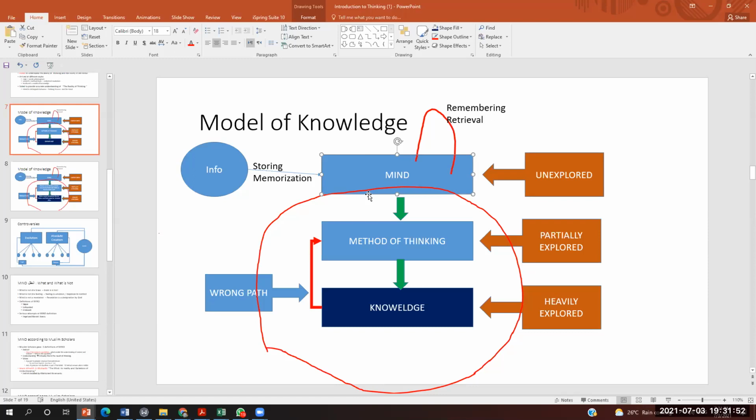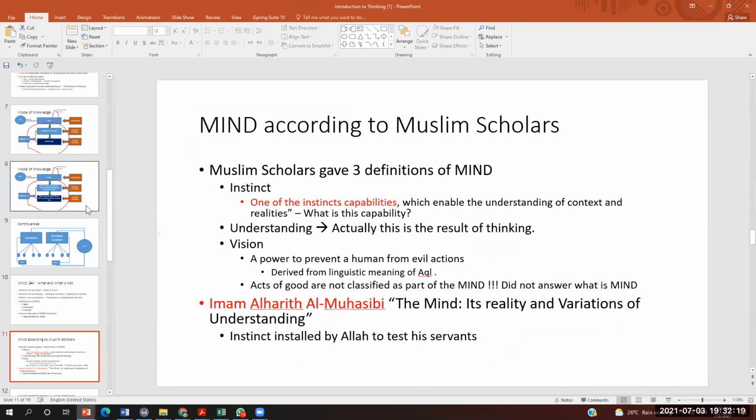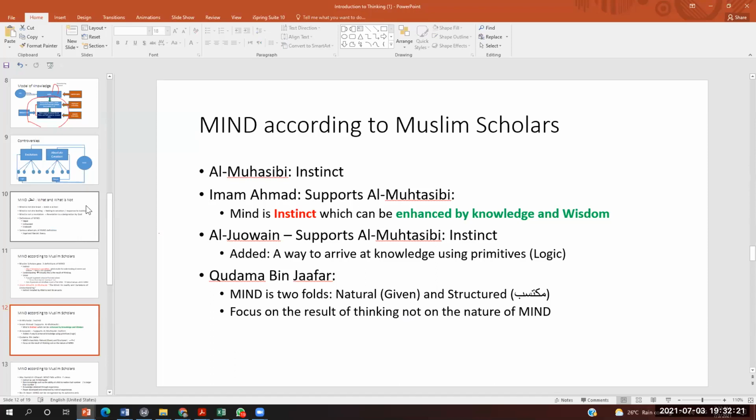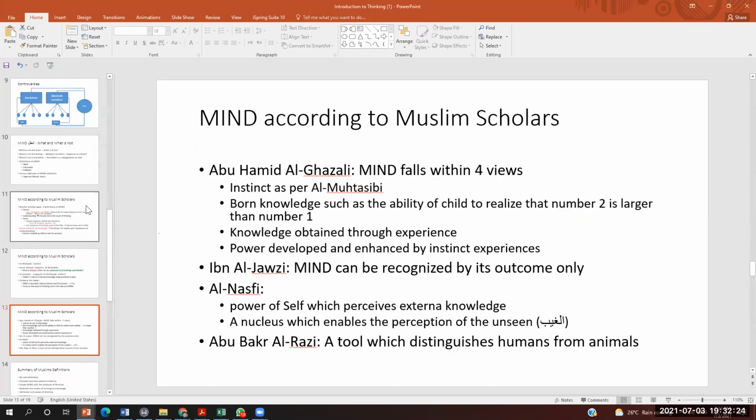So we know what the brain does. We know what the liver does. We know what the stomach does. And these are organs. But we don't know what is the one that's making the thinking. What is it that makes thinking alone and produces thoughts and knowledge? That's the issue here. And that's what these answers that they gave us about the instinct, like by Al-Muhtasibi, by Imam Ahmed, by Al-Ghazali, by Ibn al-Jawzi, where he said mind can be recognized by its outcome only.